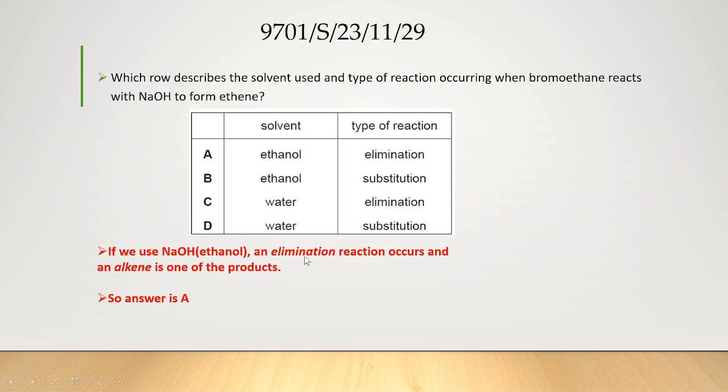In this type of question, they are asking you which row describes the solvent used and type of reaction. When bromoethane reacts with NaOH to form ethene, it means it is an elimination reaction. So the solvent will be ethanol. Type of reaction, elimination. So elimination has occurred, and there is a formation of ethene, as it is asked in the question.